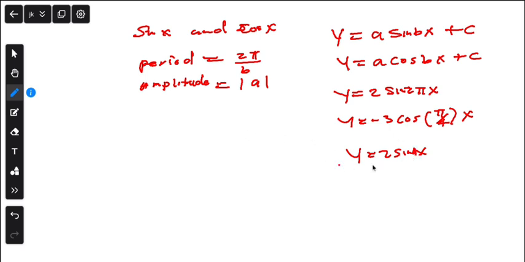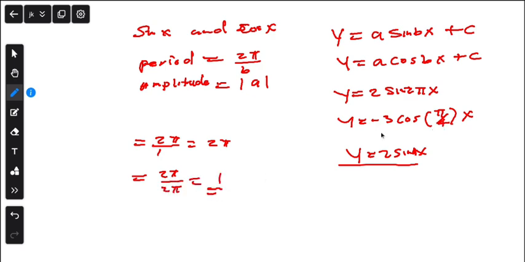Let me start with this one here. The period for that one is going to be 2 pi divided by 1, which is going to be equal to 2 pi. Right, so for the second one, it's going to be 2 pi divided by the value of b. The value of b is 2 pi, so you're going to have 1. The third one, we are going to have 2 pi divided by pi over 4. This is the same as 8 pi divided by pi, which is the same as 8. So these are the things that you need to take into consideration.